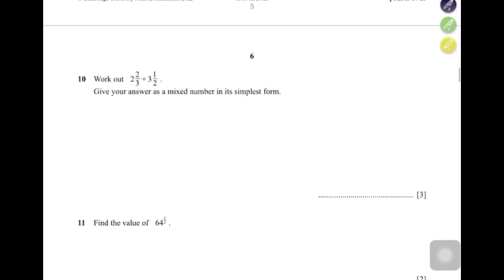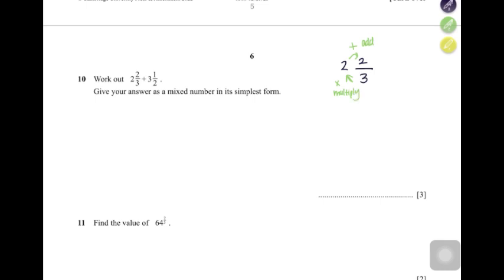And number 10. Work out 2 by 3 plus 3 1 by 2. Give your answer as a mixed number in its simplest form. Alright, so first we have to convert from the mixed form into an improper fraction. For 2 by 3... here you are supposed to multiply, and here you are supposed to add. This is just for your understanding. You don't have to write this.